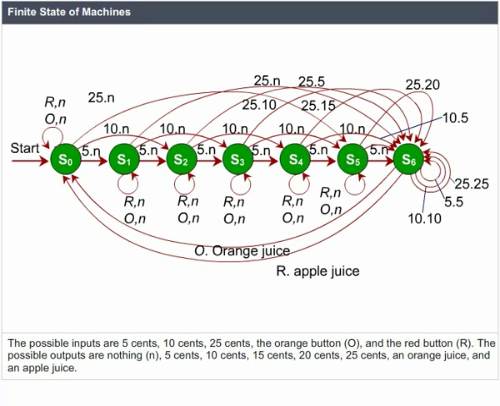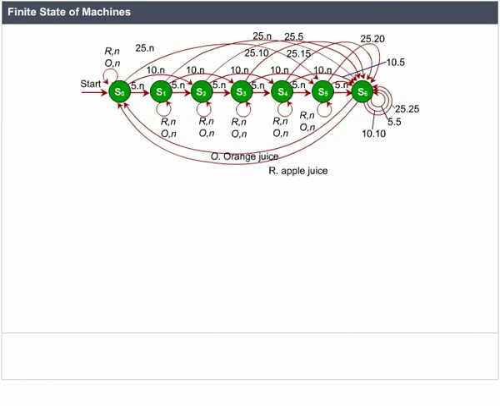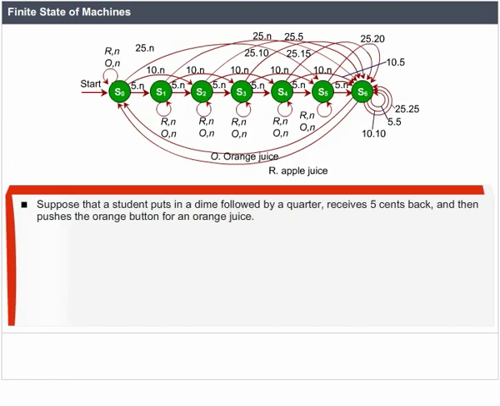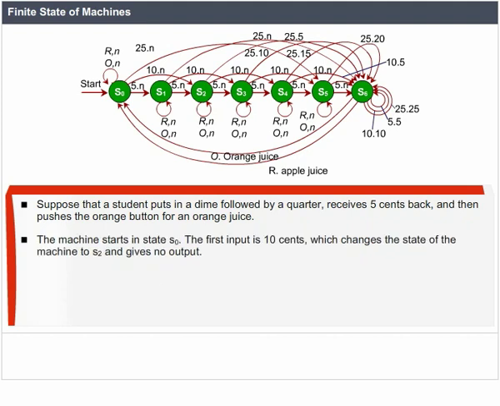an apple juice. Suppose that a student puts in a dime followed by a quarter, receives 5 cents back, and then pushes the orange button for an orange juice. The machine starts in state S0. The first input is 10 cents, which changes the state of the machine to S2 and gives no output.